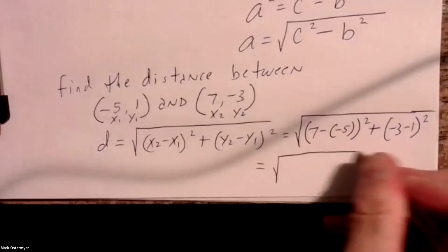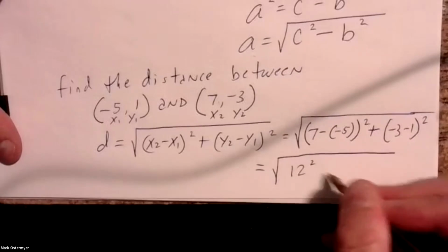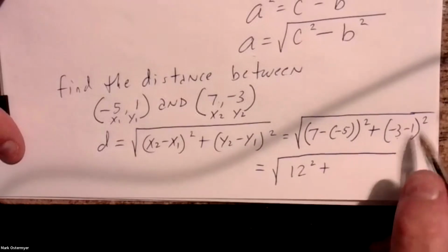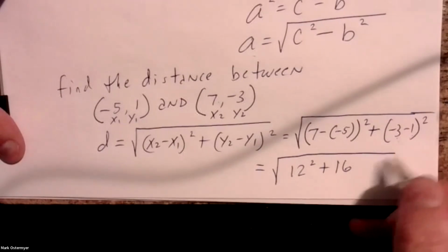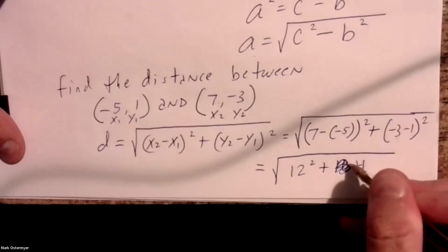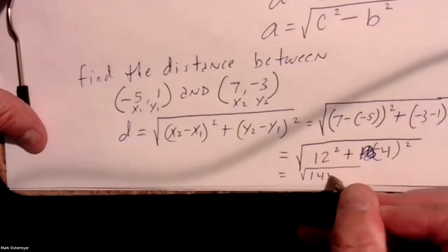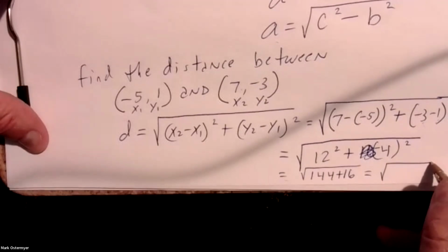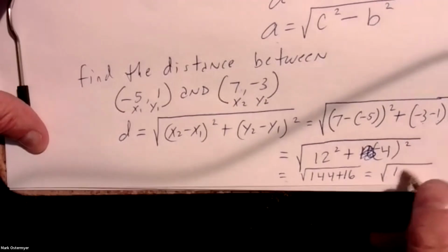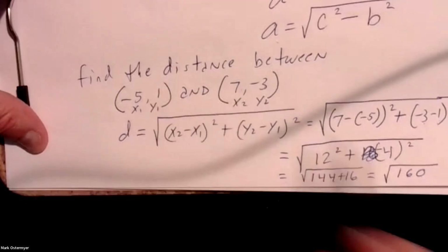Therefore, the distance between these 2 points is going to be the positive square root of 7 minus a -5, which is 7 plus 5, which is 12. So 12 squared plus -3 minus 1 is -4 squared, which is going to be 16. All right, so we're going to have the square root of 144 plus 16. And that's going to net us the square root of 160. And that'll be the distance between these 2 points in the XY plane.